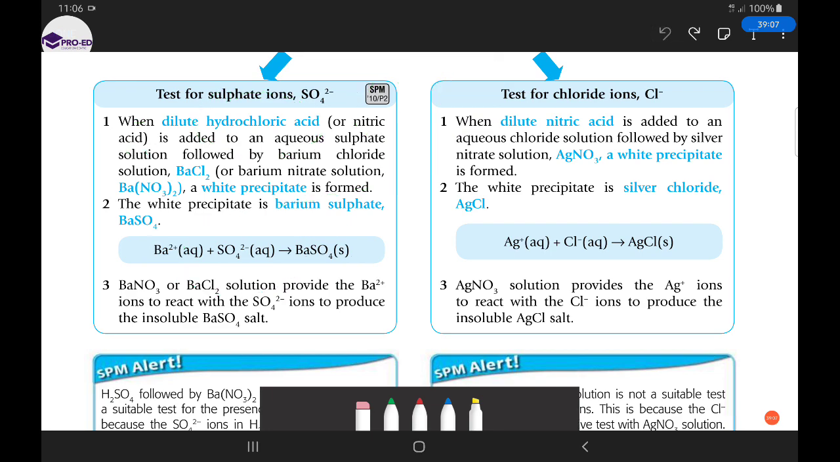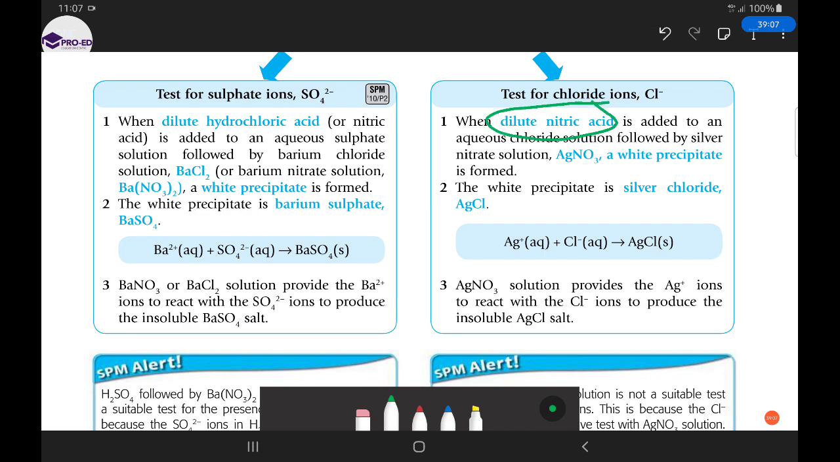All right, let's go for chloride ions. Here, for chloride ions, you can use dilute nitric acid. Can you use hydrochloric acid? No guys, because even though there are no chloride ions there, your hydrochloric acid will provide the chloride ions to give the false positive. So you cannot use hydrochloric acid when you're testing for chloride ions. Simple, right? Okay, so let's continue.